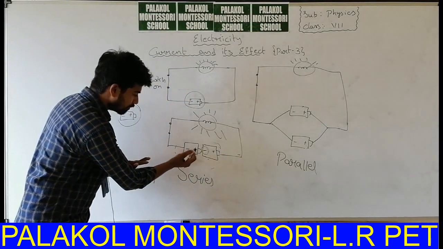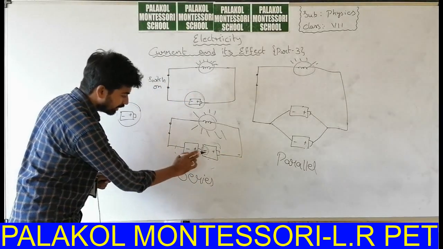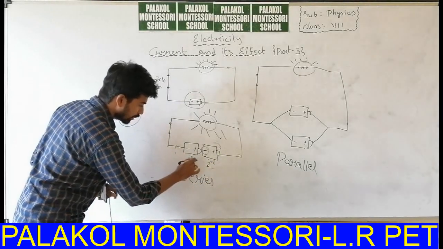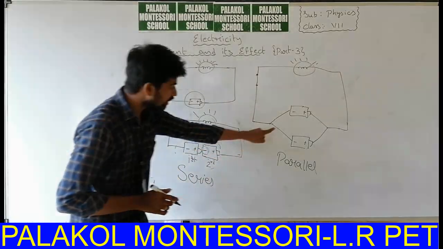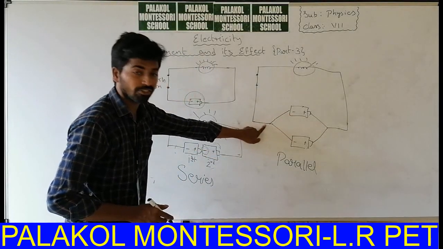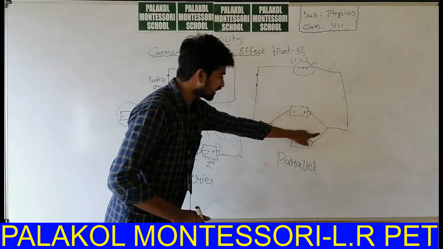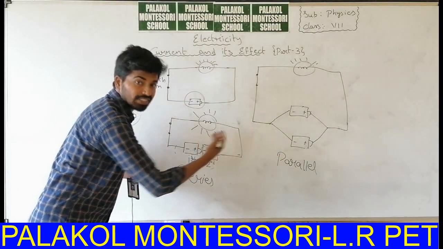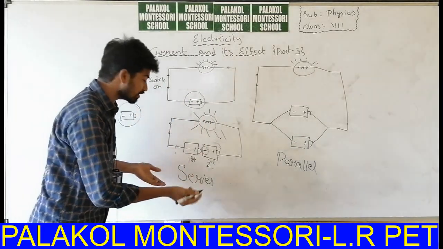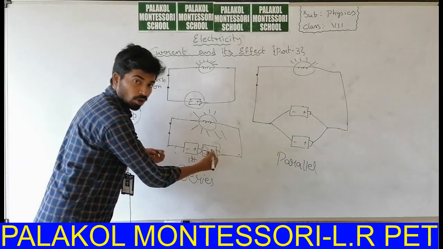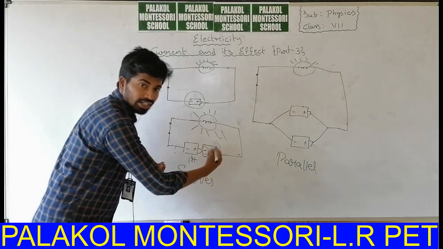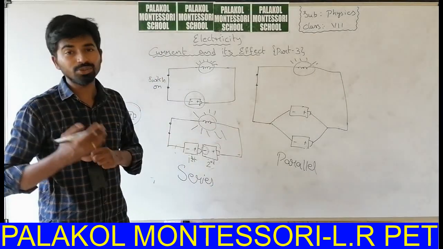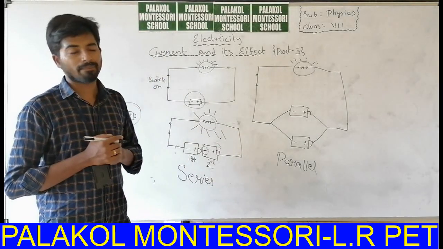Here the positive terminal of the first battery is connected to the negative terminal of the second battery. But here the negative terminals are connected at one point, and the positives are connected at one point. Here positive is connected to negative of the second one. If there is a third battery, the positive terminal of the second battery is connected to the negative terminal of the third battery. So these are the different types of connections you can make with the batteries.